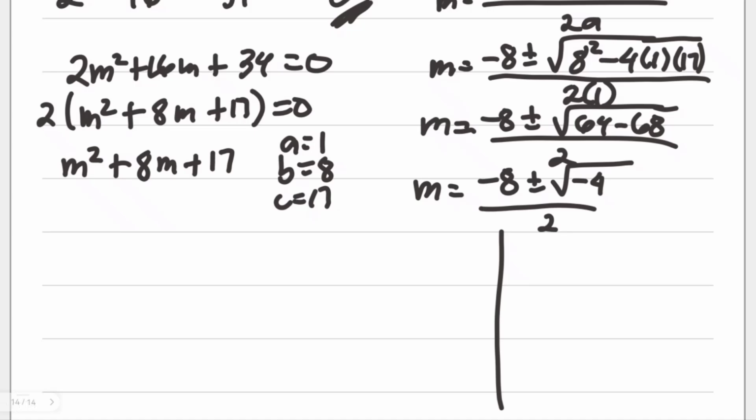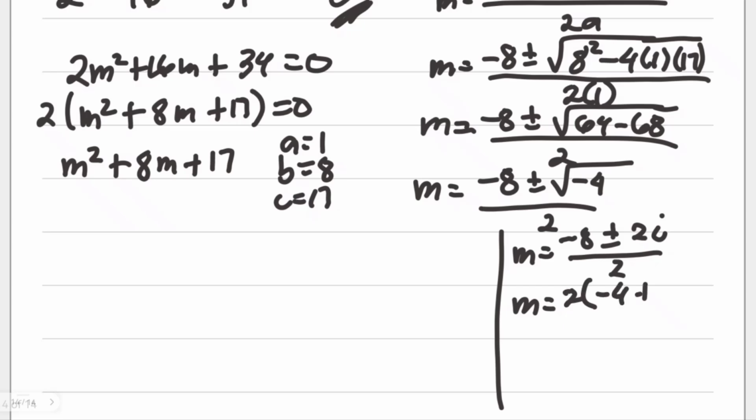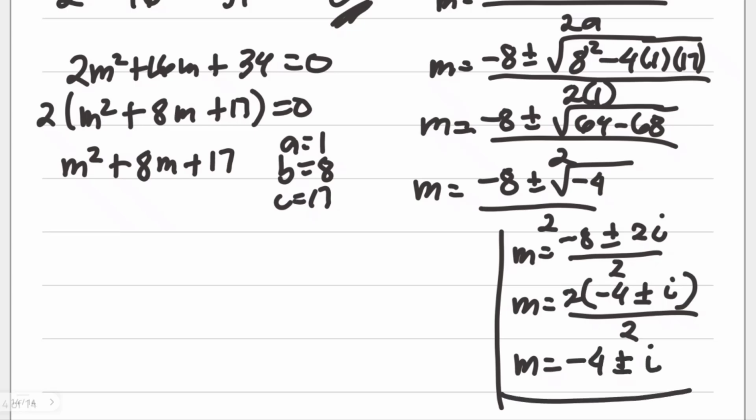So you have m is equal to minus 8 plus minus 2i over 2. Factor out 2. You will have 2 times negative 4 plus and minus i over 2. So your imaginary roots, and yes, we have imaginary roots here. You have negative 4 plus minus i. This is using quadratic formula. I believe it's still the same if you will use the completing the square method here. So we have two imaginary roots.